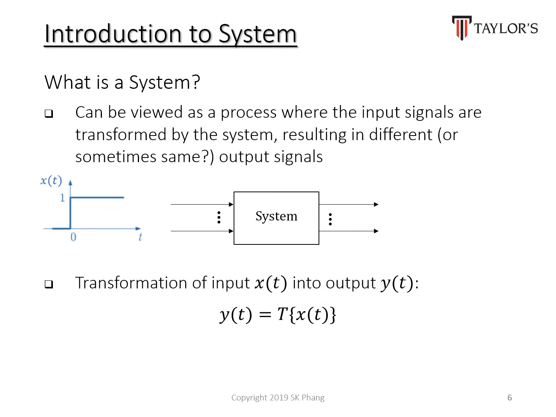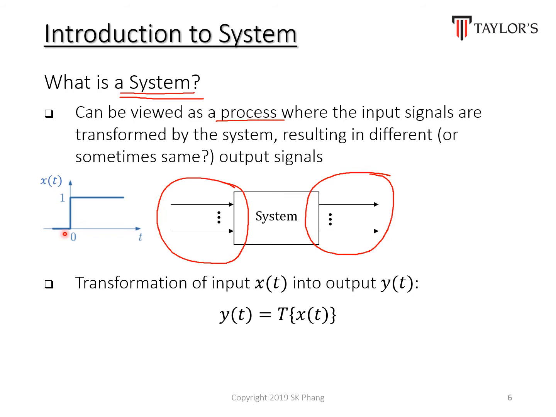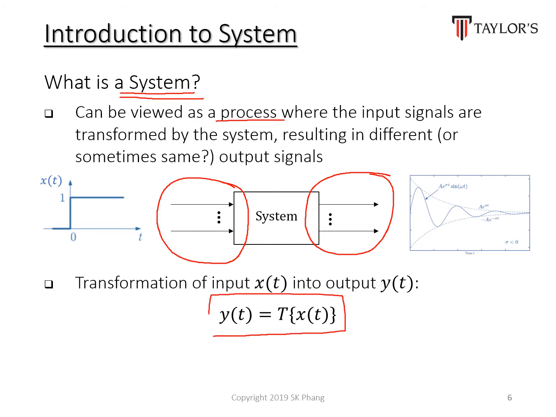However, in mathematics, or in the context of this module, a system is defined as a process that has certain inputs and certain outputs. So in this case, the system transforms our inputs, for example, transforms these inputs into a different output. In mathematics, it can be written this way: the output of the system is a transformation of the input of the system. So this is the mathematical representation of a system.